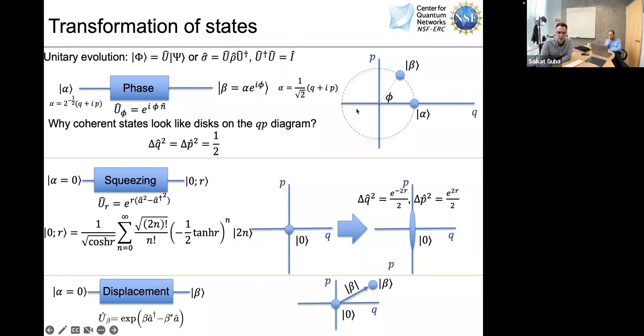Now, you can apply what we call the squeezing operator, the single mode squeezing operator. For example, you can start with a vacuum. I define a unitary like that. I choose to write everything on the Fock basis. I do the math.